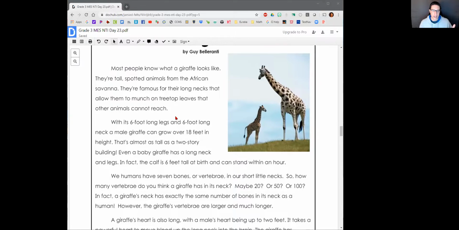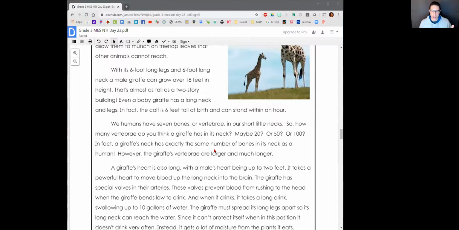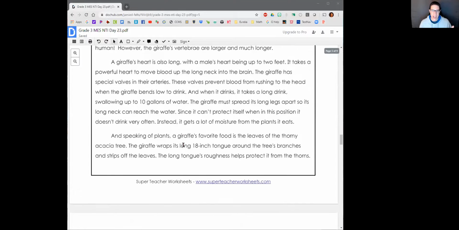just take a look. It talks about how tall they are, how many bones they have. Look at this one spot right here. A giraffe swallows up to 10 gallons of water when it drinks. 10 gallons. Imagine 10 milk jugs filled with water. That's how much a giraffe drinks at once.